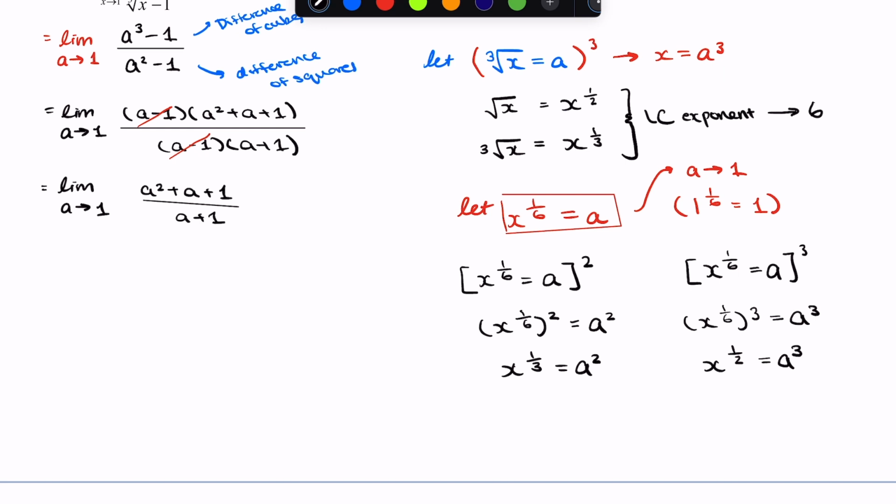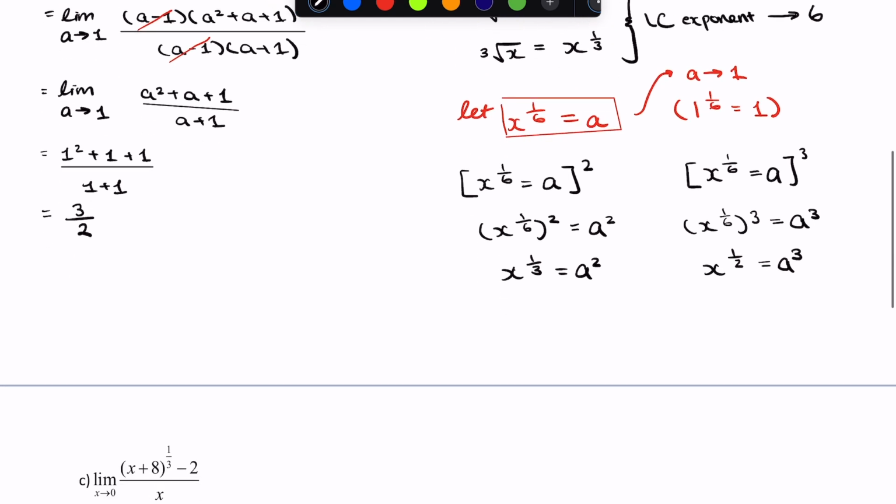Okay, so now we can sub in that value of a is equal to 1 into our equation. And so here we'll get 1 squared plus 1 plus 1 over 1 plus 1 is equal to 3 over 2. Okay, so now we'll continue into the next question here.